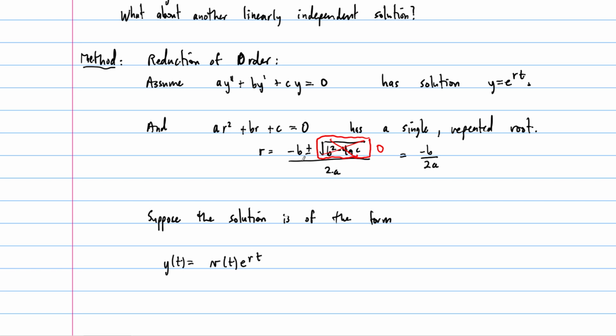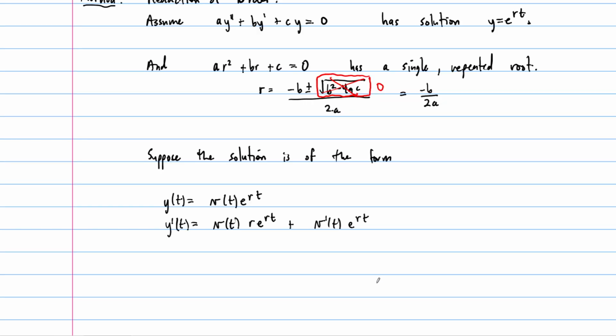So let's see what happens now. We need to take the derivatives of this and plug in. So y prime of t is going to be, we need to take the derivatives carefully and make sure that we're applying the product rule here, right? So let's start by taking the derivative of this one first, actually. So let's write this as v of t times r e to the rt plus, and then the derivative of the other one is going to be v prime of t times e to the rt, right?